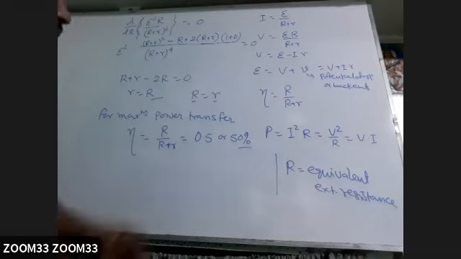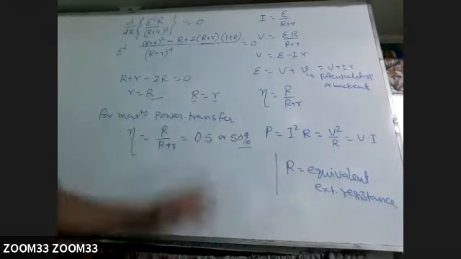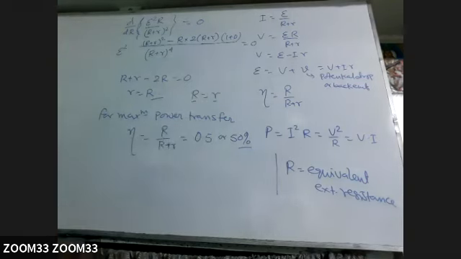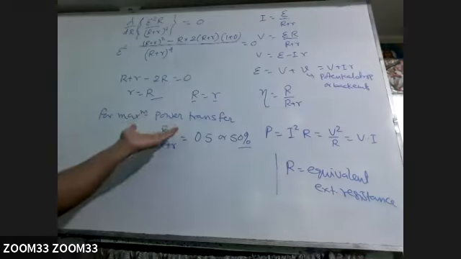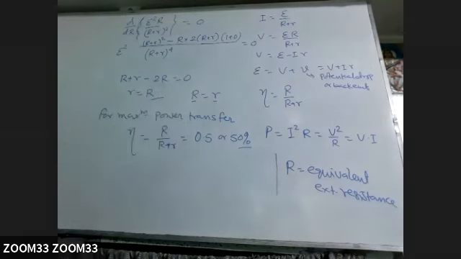So for better efficiency, external resistance must be much more in comparison to internal resistance. But for maximum power transfer, these two should be equal. These are the two different situations.